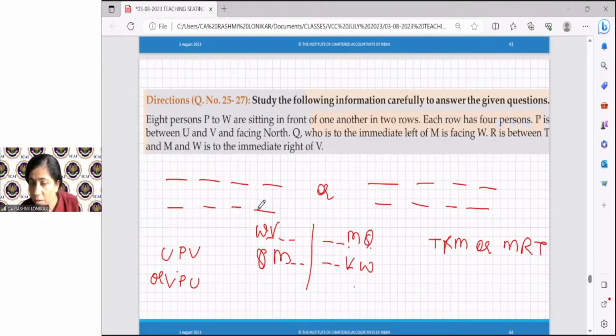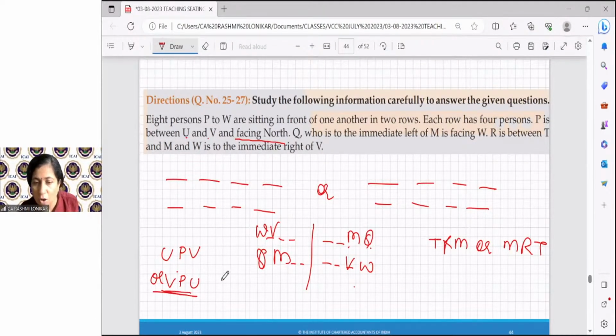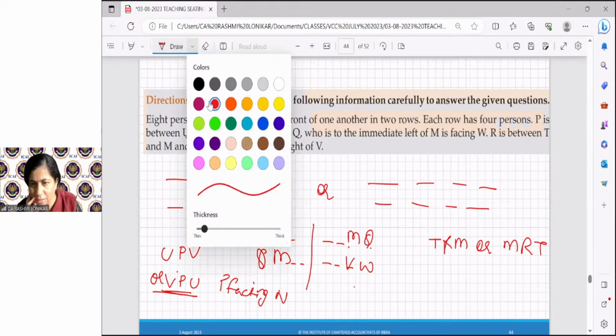Okay. Then you have what? What is important, given, was P is between U and V and facing north. So if I have V here, then what will happen? This condition of P facing north is not satisfied, because then next to V I have to write P, which is not the case. Then it will be facing south. So I will not take this. That is why this is the correct option.